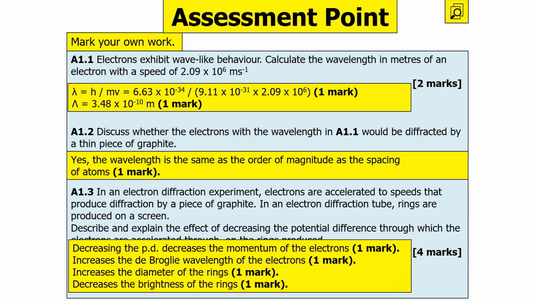This will therefore increase the de Broglie wavelength of the electrons. So this will in fact make the diameter of the rings greater, but that will mean, because the rings are more spread out due to diffraction, the brightness of the rings is decreased.